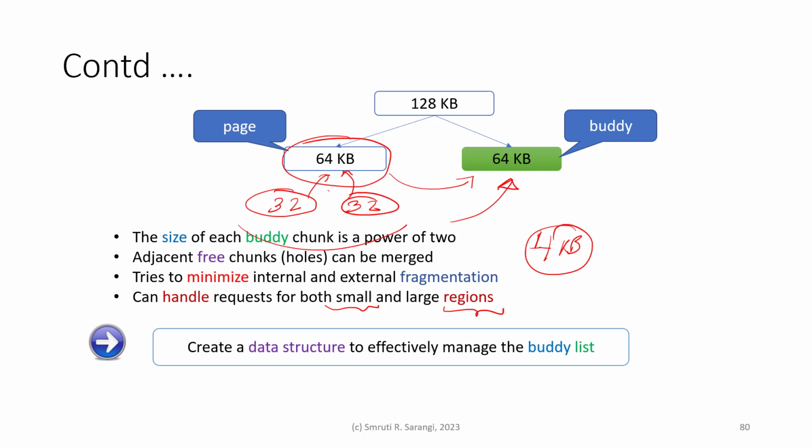So the main idea now is to create a data structure to effectively manage the buddy list in the kernel. It's a buddy list, but it's more like a buddy tree. So we'll see how to create such a data structure.